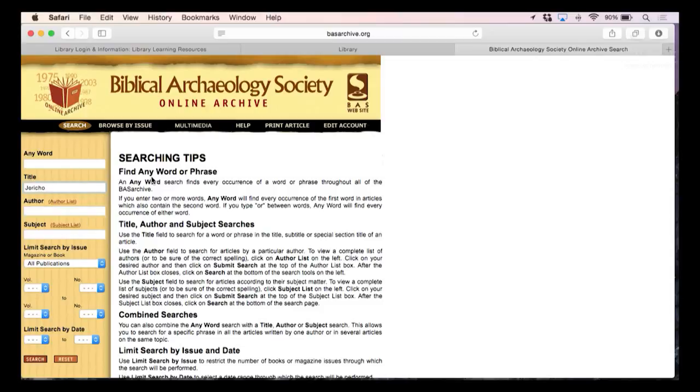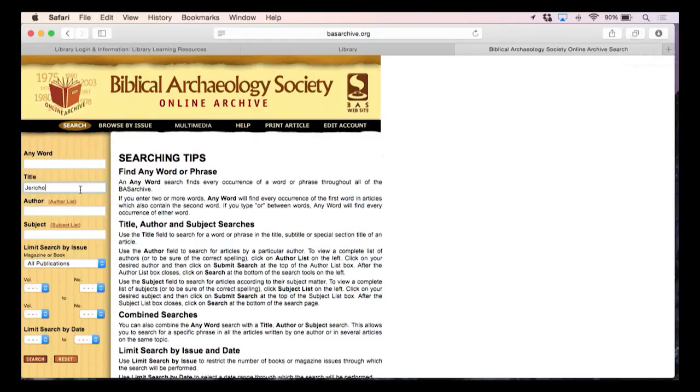That is because it's narrowing every time you tell it something. If you tell it you want articles that have Jericho in the title, it narrows it to that. But what if you put in a specific author, say Herschel Shanks, for example? If you put him in the author blank, it's going to narrow it down to articles that include Jericho in the title, but they have to be written by Herschel Shanks.